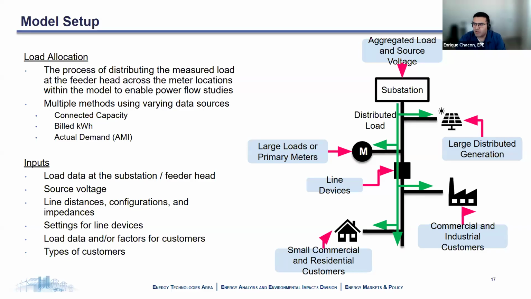On the graphic on the right-hand side, you have a mix of things. At the substation, you have that aggregated load. You have a couple of meters there with large loads or primary meters, a couple of line devices, a couple of DERs. So a mix of elements here in terms of inputs. Now, the load allocation is important because you have to consider all of these inputs or devices and how they would affect the connected capacity or the actual demand, and how that could affect the actual power flow result as well. Next slide.